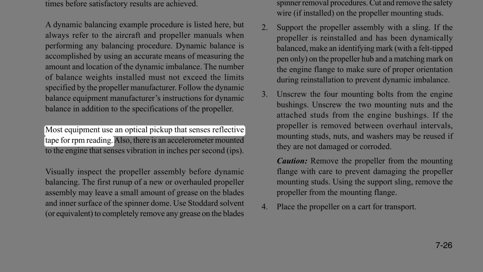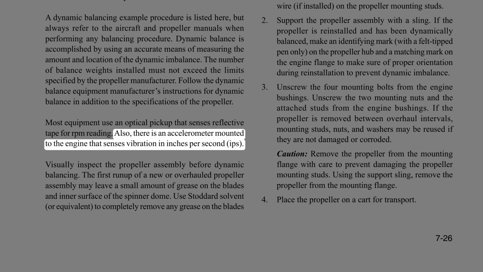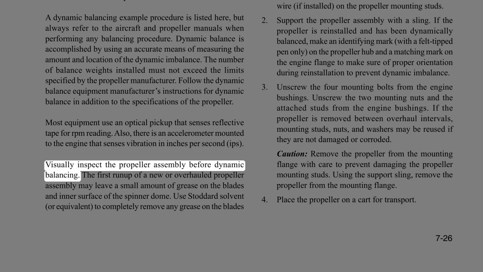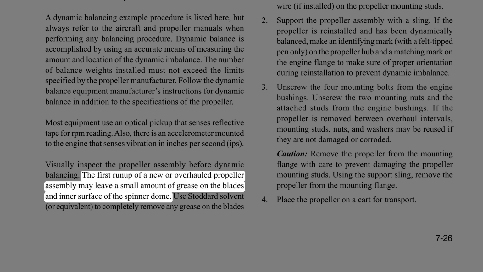Most equipment use an optical pickup that senses reflective tape for RPM reading. Also, there is an accelerometer mounted to the engine that senses vibration in inches per second, IPS. Visually inspect the propeller assembly before dynamic balancing. The first run-up of a new or overhauled propeller assembly may leave a small amount of grease on the blades and inner surface of the spinner dome.